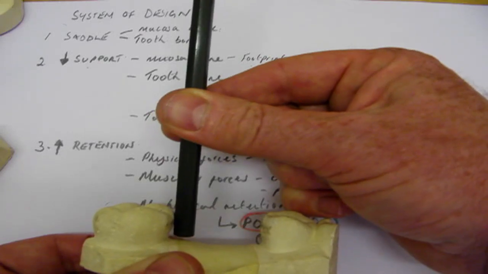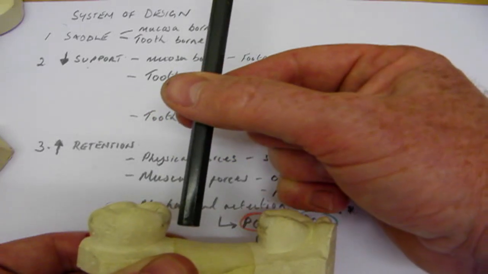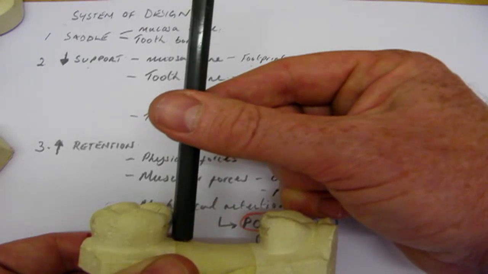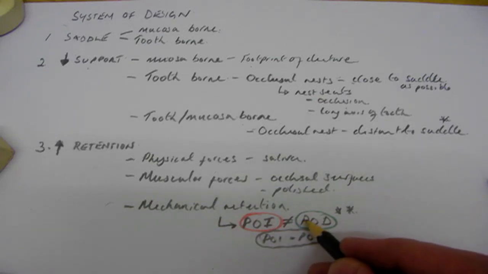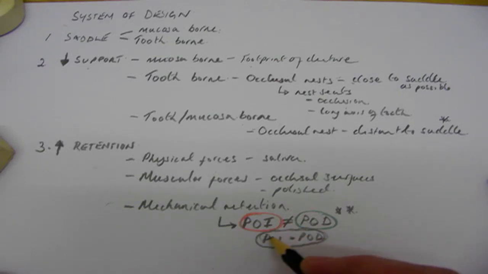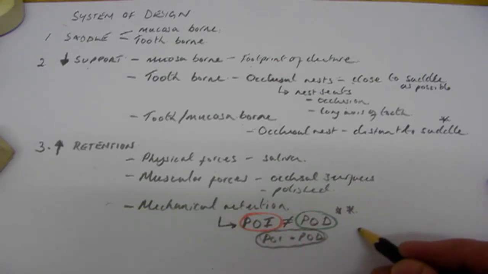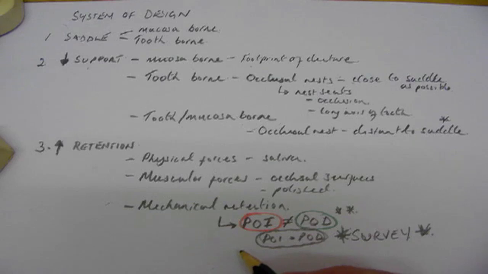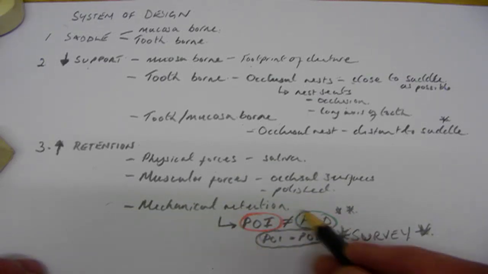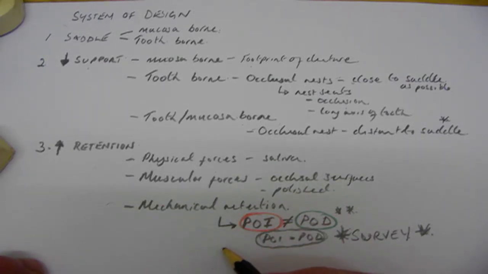Okay, so to do that you need to survey the model. So this is really where surveying first comes in. To look at the path of displacement, whether you're going to create a path of insertion or whether you're not and you're just going to block out the undercuts, you must survey the models. So there's one reason why we use a surveyor. We'll come back to path of insertion, path of displacement shortly.